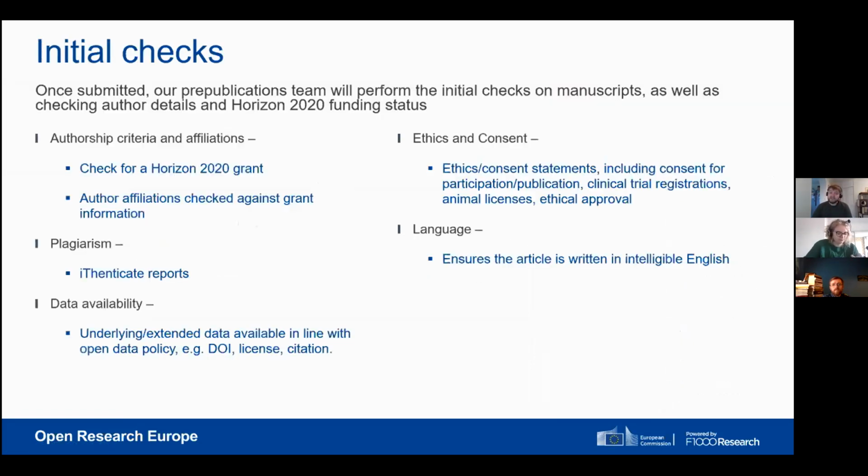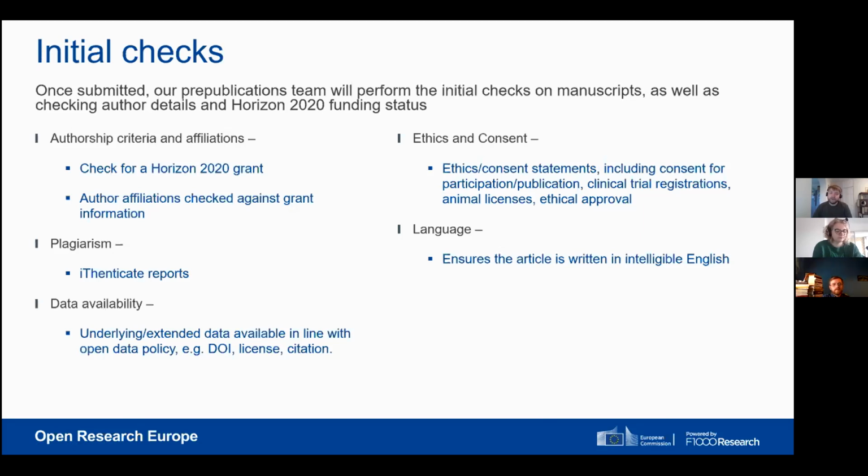So once submitted, our pre-publications team will perform the initial checks, which are checks on authorship criteria, plagiarism, data availability, ethics, consent, the scope of the article and language. We would also check grant information at this point, as Horizon 2020 funding is required for all articles submitted to Open Research Europe. If a grant number has been provided, we check this against our records to ensure that the author's institution matches the institution to which the grant was awarded.